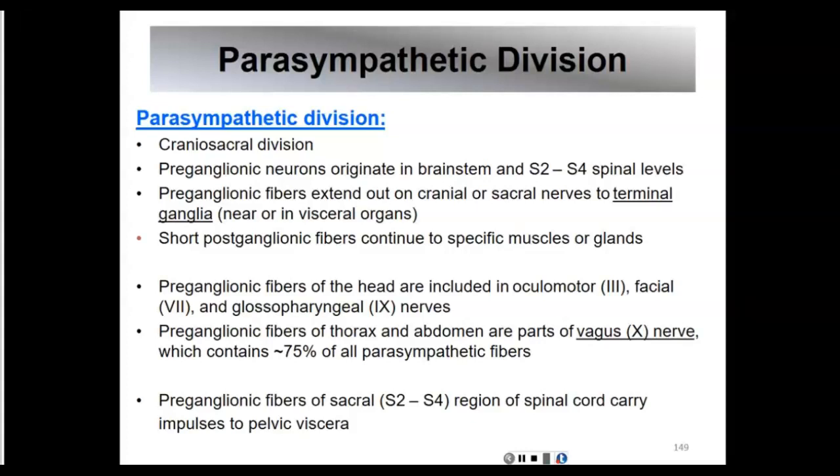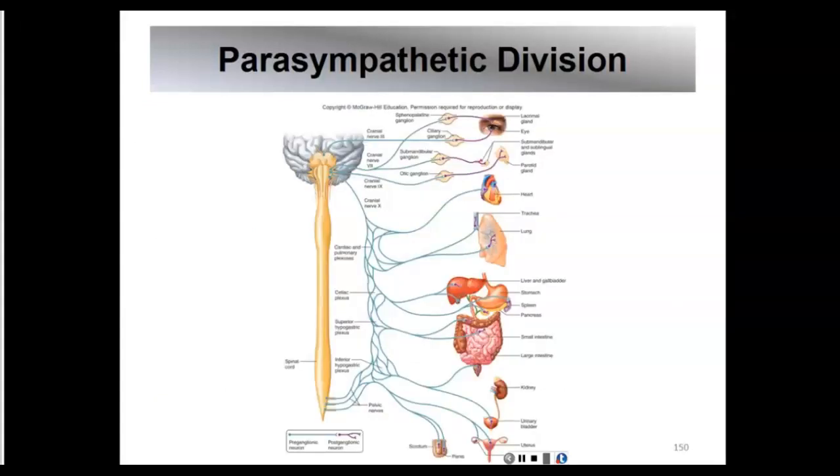Again, you don't need to know pre and post ganglionic information, but this gives us a good picture. Here is the cranial portion and the sacral portion, and then that's going to distribute its nerves out into the organs.